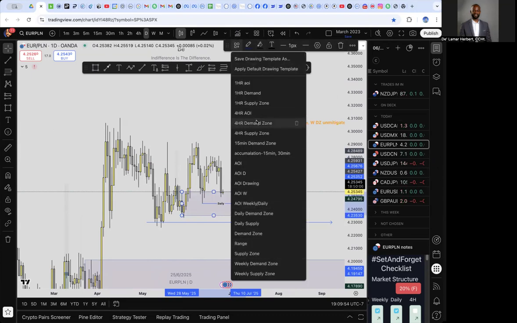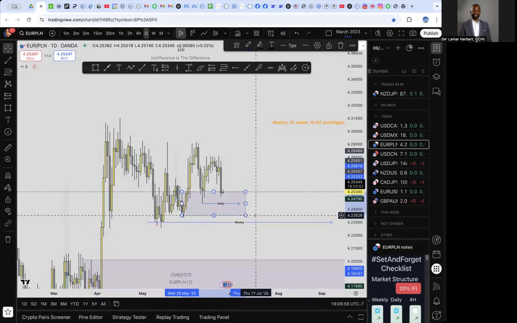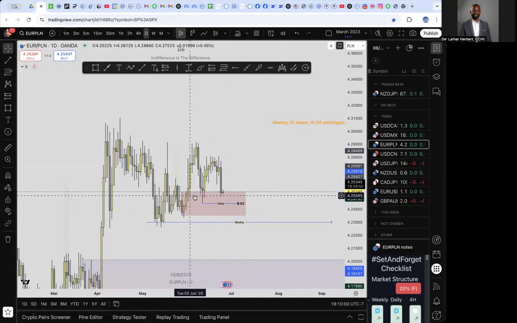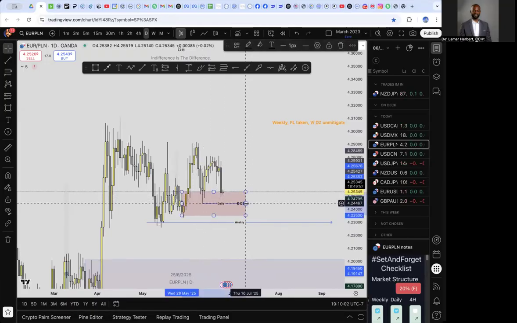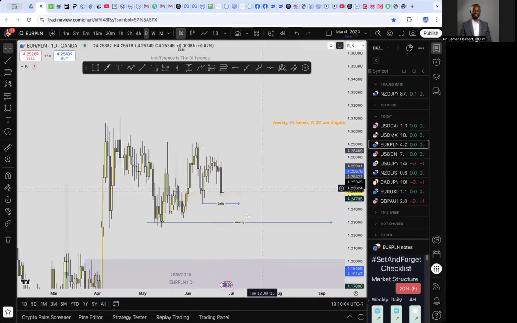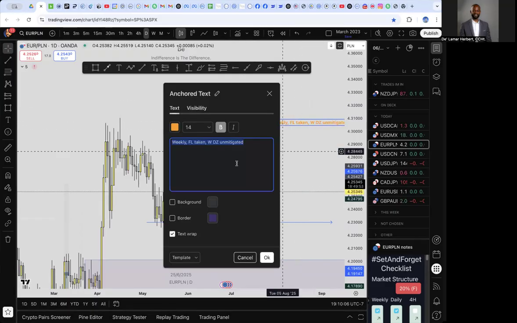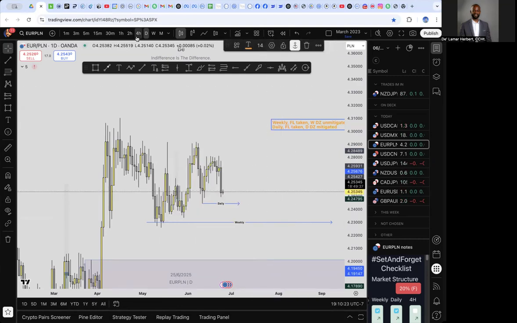Daily demand zone. Yeah, this daily demand zone has already been mitigated, right? So we're just going to take that off. It's already been mitigated, so let's go ahead and add this here: daily first low taken, daily demand zone mitigated. Okay, so it's done its job. We've done our job there on the daily.